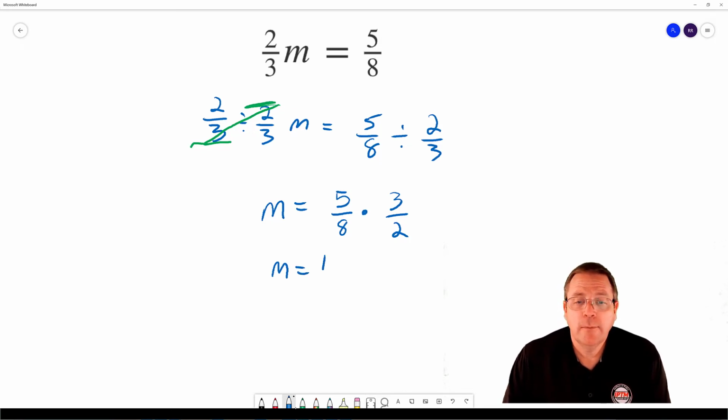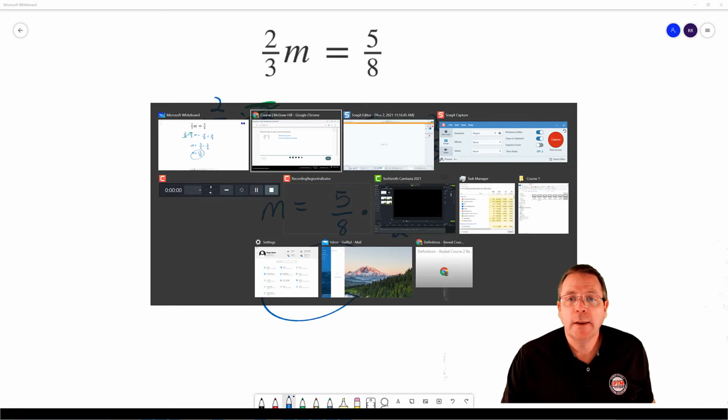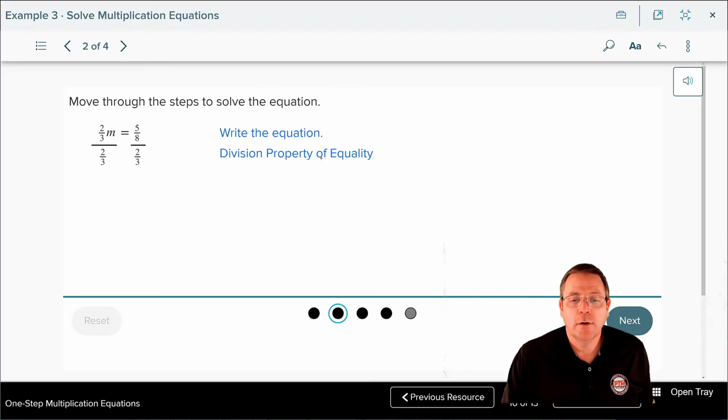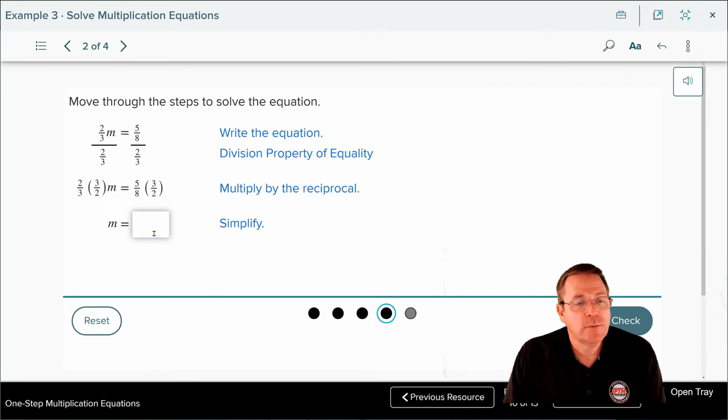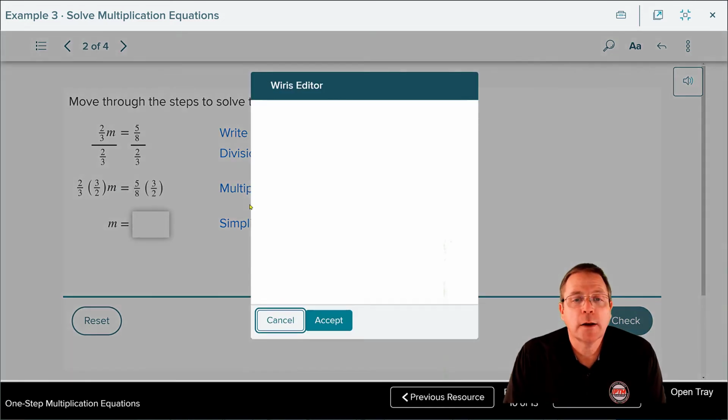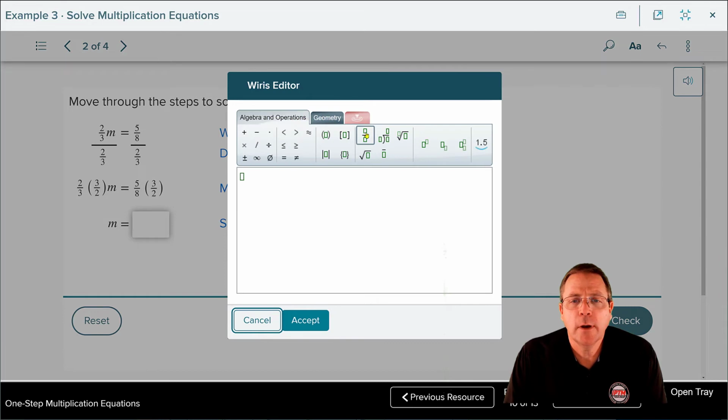5 times 3, that's going to become 15. 8 times 2, that's going to become 16. So the answer is going to be m is equal to 15/16. And if you follow through what they did, and now they're going to do their keep, change, flip horizontally, it doesn't make a lot of sense to do it that way. Do it my way, it's better.